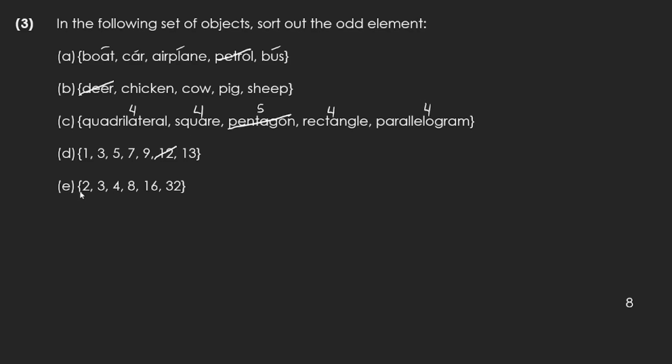E, we have 2, 3, 4, 8, 16, and 32. I believe 2, 4, 8, 16, and 32 are multiples of 2. So the 3 here is the odd element out. That's it. End.